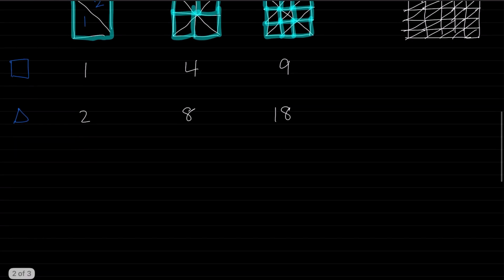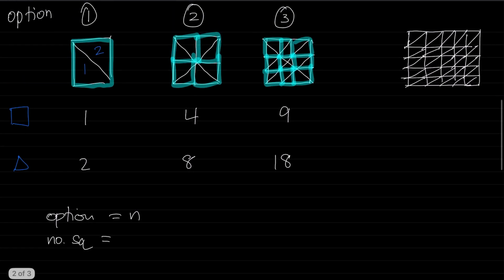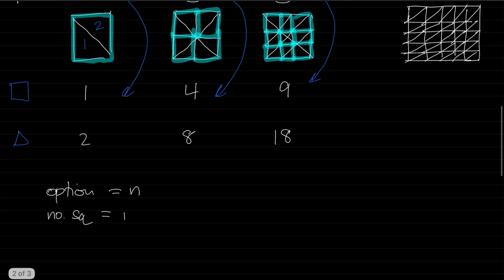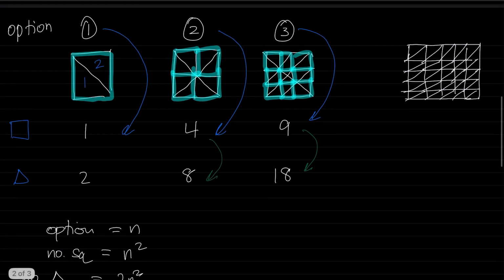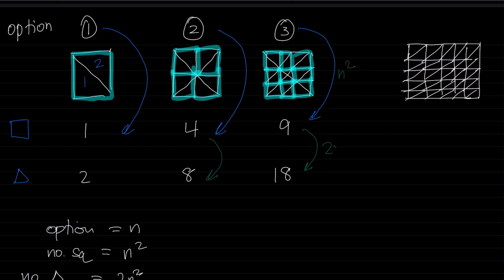So let's call the option number n. Right? Then the number of squares is going to be n squared. Because if you look at it, 3 squared is 9, 2 squared is 4, 1 squared is 1. So n squared. Then the number of triangles is going to be multiplied by 2. So 2n squared. For instance, if you take 9 and you multiply by 2, you get 18. If you take 4, you multiply by 2, you get 8. So this is squaring, and that's multiplying by 2.